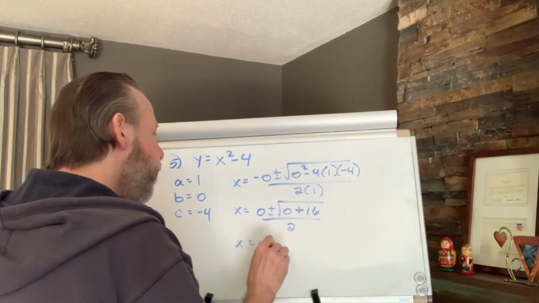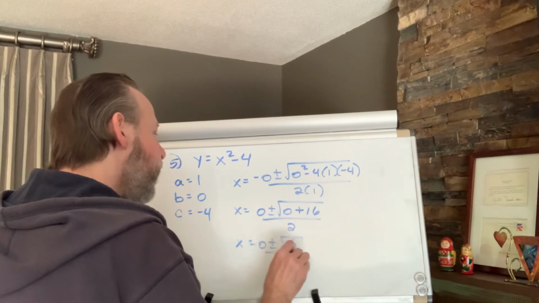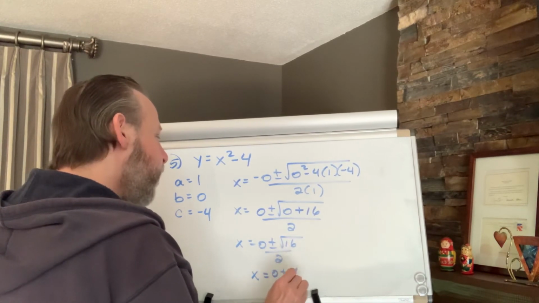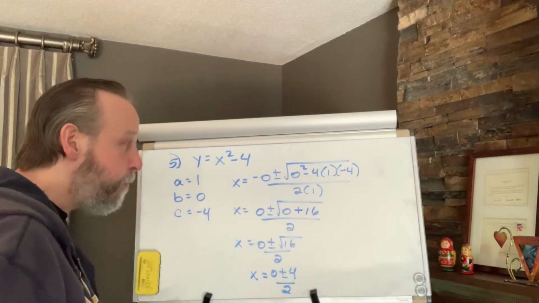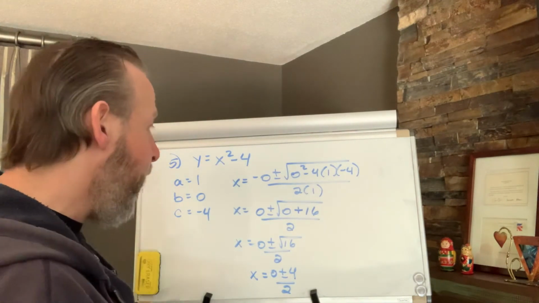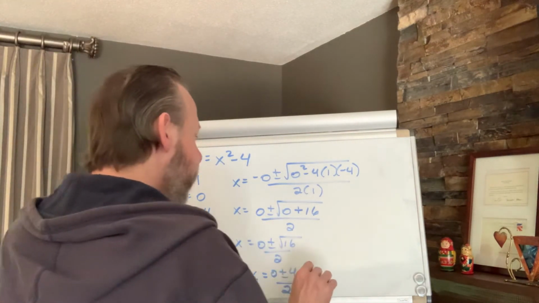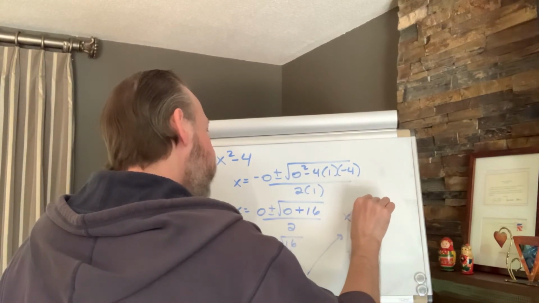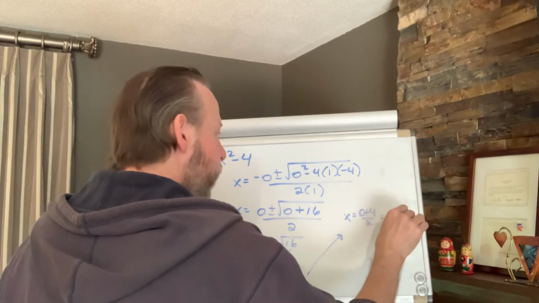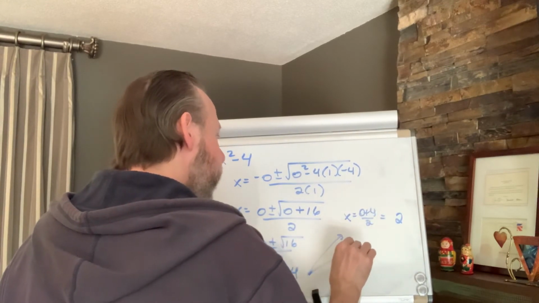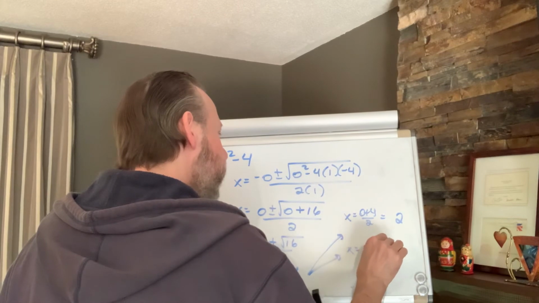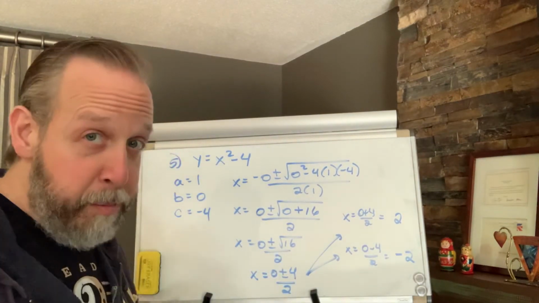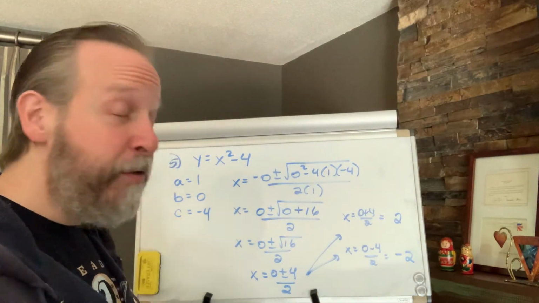That is 0 plus or minus the square root of 16 over 2. And again, hopefully we know that the square root of 16 is 4, over 2. Now there will be two solutions. We had a positive discriminant, so let's solve our two options. x is 0 plus 4 over 2, which is 2. Or x equals 0 minus 4 over 2, which is -2. So this parabola crosses the x-axis at both -2 and +2.